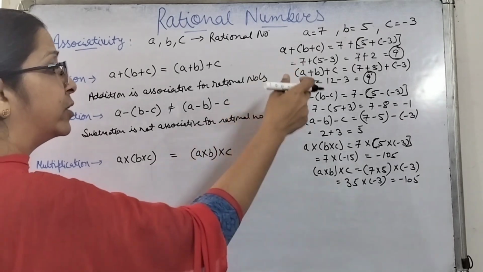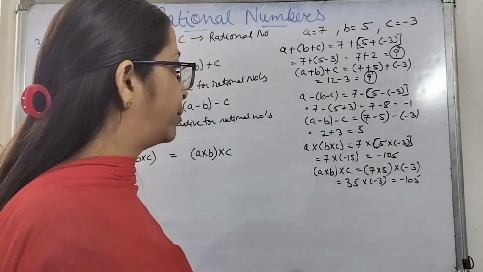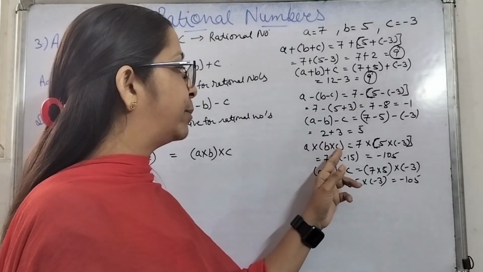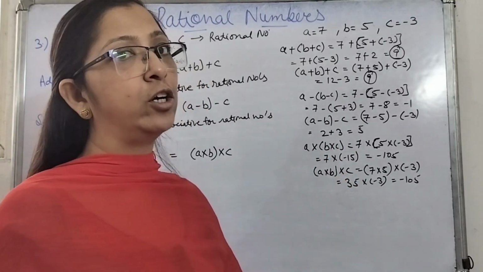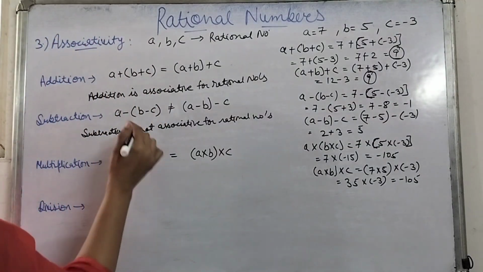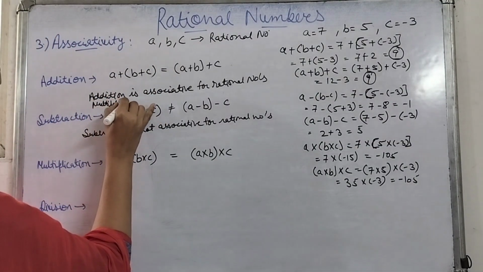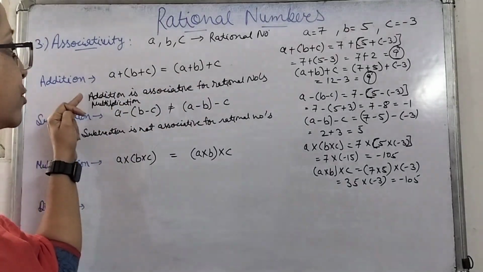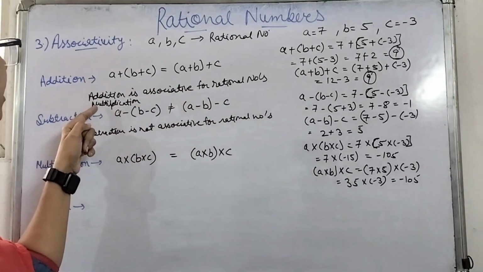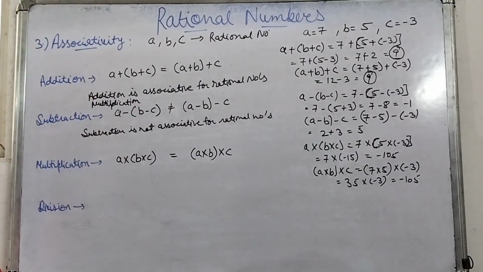So whatsoever the three rational numbers we will be taking, for each and every rational number, A multiplied by (B multiplied by C) will be equivalent to (A multiplied by B) multiplied by C. So what we will be saying is that multiplication is associative for rational numbers. As addition was associative for rational numbers, similarly multiplication is also associative for rational numbers.